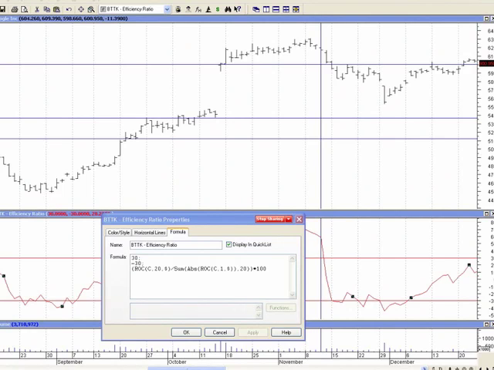Obviously that would be a perfect efficiency ratio. So that's kind of what the calculation is, and we're using a parameter of 20. That was an attempt to answer Bernard's question of what parameters we're using.